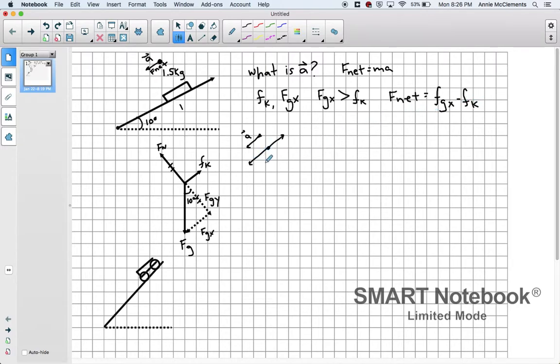So right over here, this was FGX and this was FK, just thinking in terms of which has to be bigger in order to create this direction of acceleration. So now we have this equation that's ultimately going to be key to solving for acceleration, but we first have to solve for these two values, which we have some trig and some general equations that will help us.